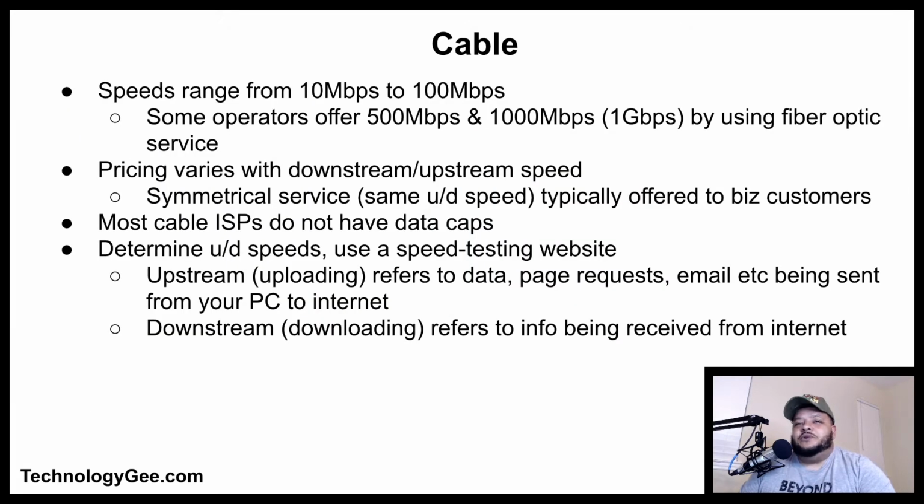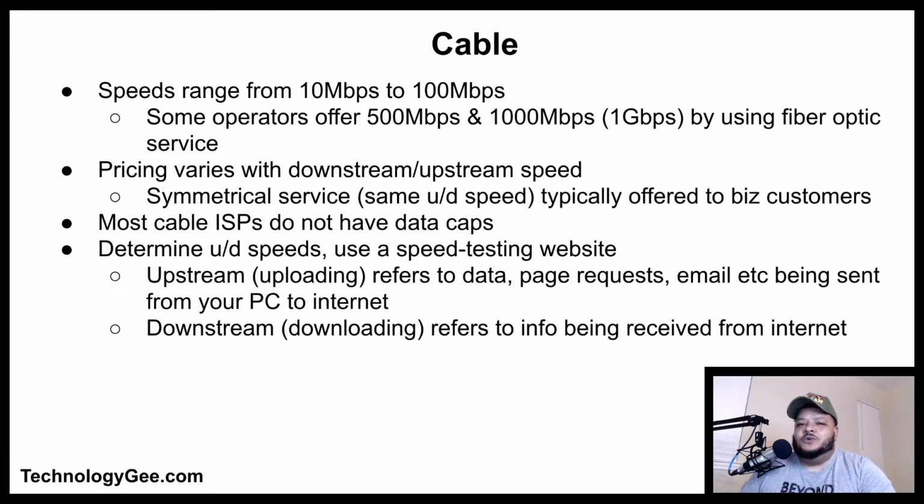Typical cable internet speeds range from 10 megabits per second upwards to about 100 megabits per second, but some operators are now offering 500 megabits per second and 1,000 megabits per second, or 1 gig per second, speeds by using fiber optic service. Cable internet pricing varies with the downstream and upstream speed chosen. Symmetrical service, which offers the same downstream and upstream speed, is typically offered to business customers. Most cable ISPs, or internet service providers, do not have data caps.